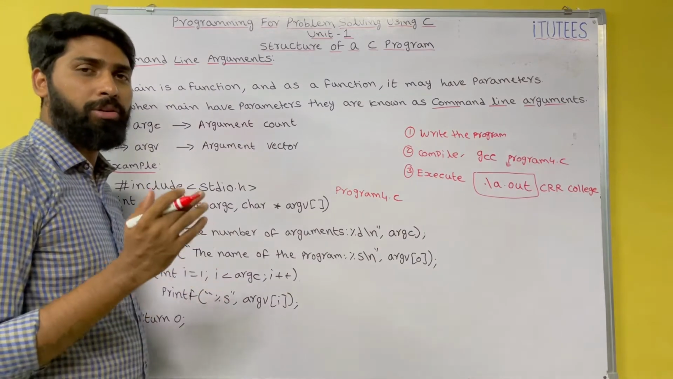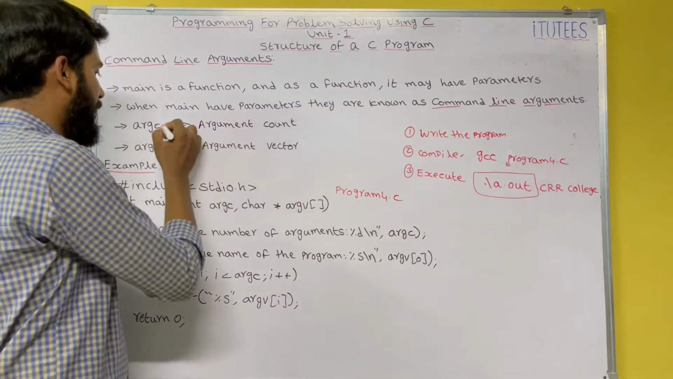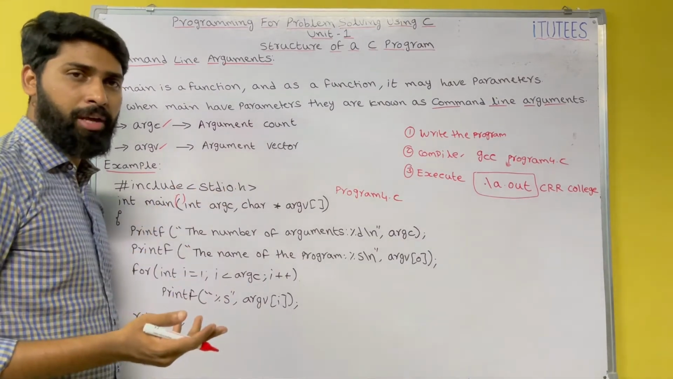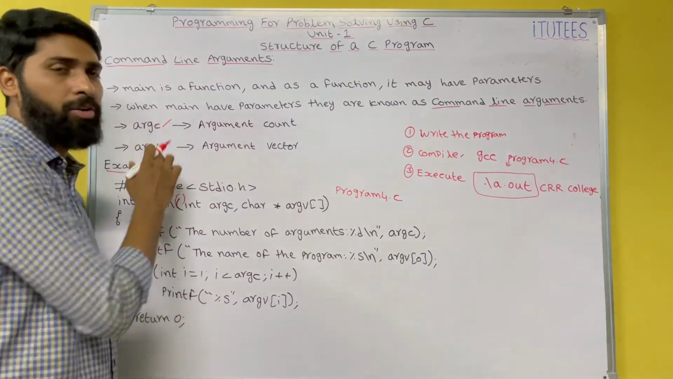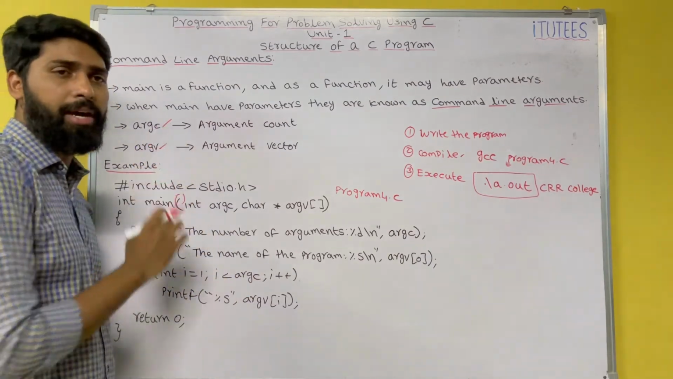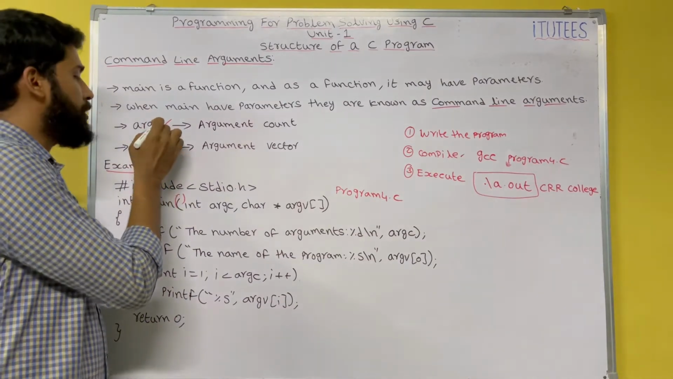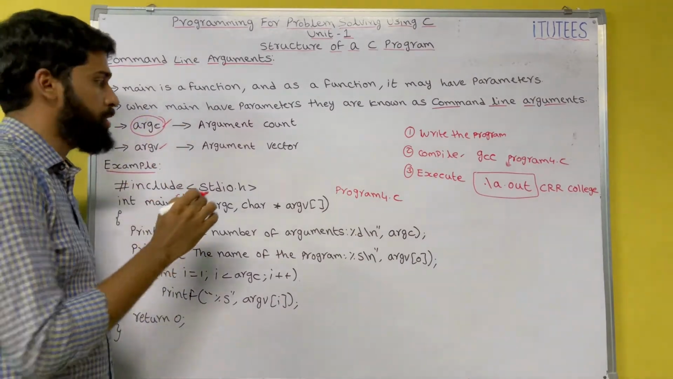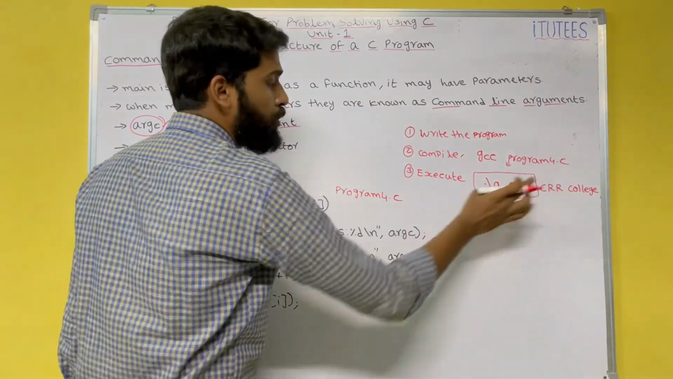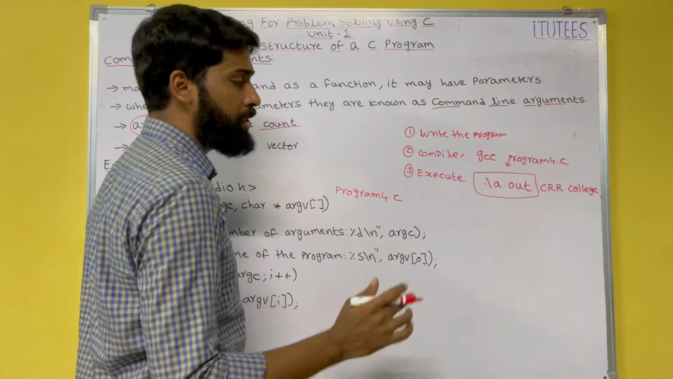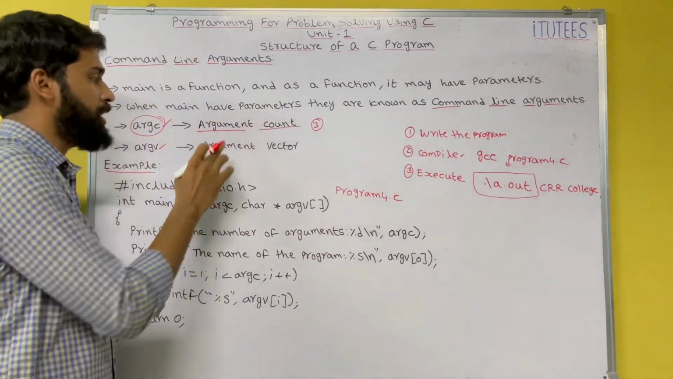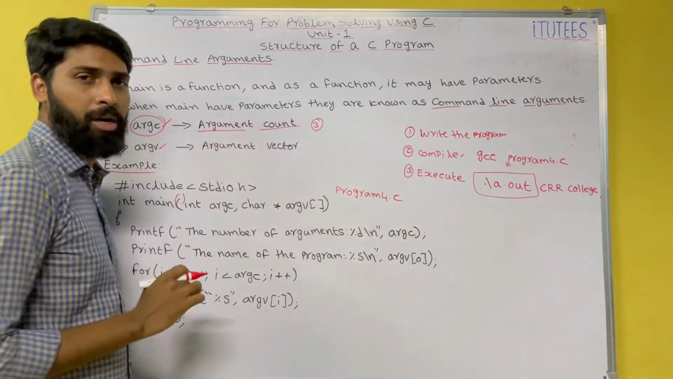In main, we define two arguments: argc and argv. You can give any variable names here, but by tradition we use argc and argv. The argc variable holds the argument count. So how many arguments are we giving here? 2, and the program name is another, so 3 arguments. So argc represents argument count.